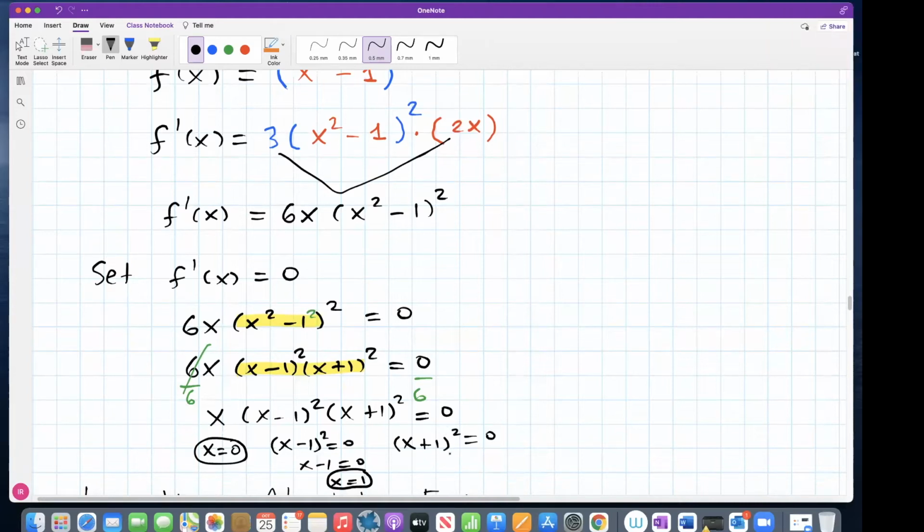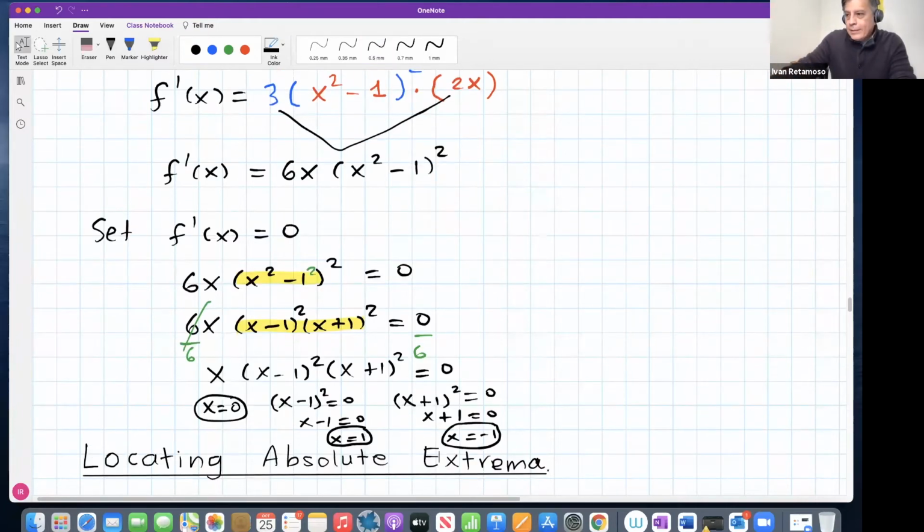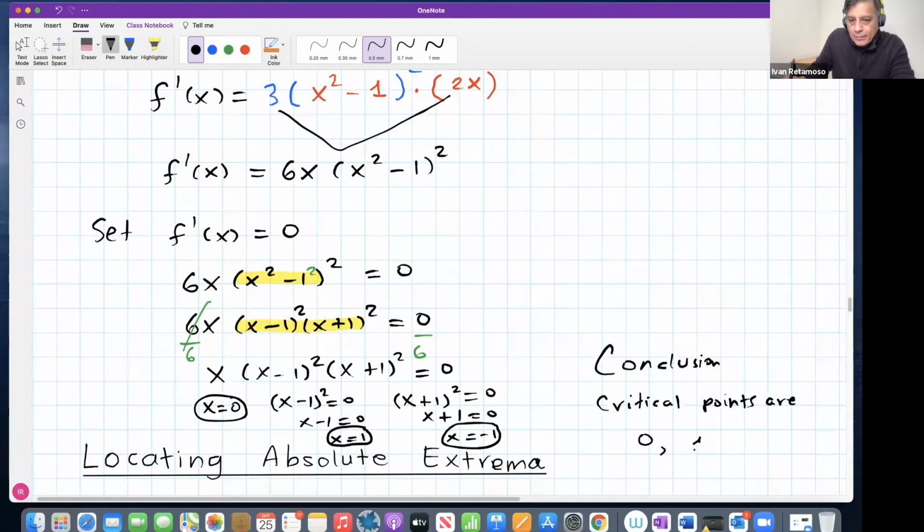Similarly here, (x plus 1) squared equals 0. Taking square roots, both sides, 0. And finally, negative 1, right? Moving or transposing 1 to the right side. 0, 1, and negative 1 are going to be our critical points. So conclusion here. Critical points are these 3, right? You may present it in any order: 0, 1, and negative 1.